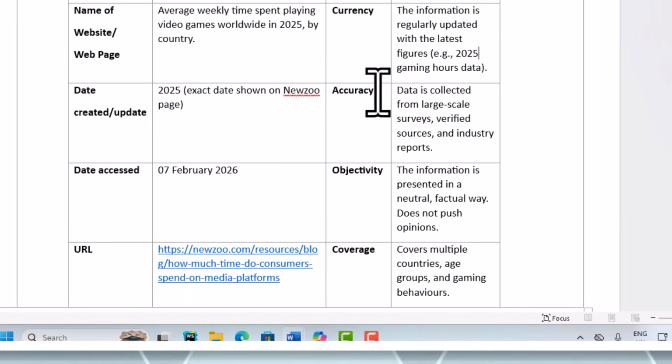Right, the accuracy. When you read this information, is it accurate? Is there proof of its accuracy? And you can see what I wrote here: data is collected from large-scale surveys, verified sources, and industry reports. That's in the case of mine here.